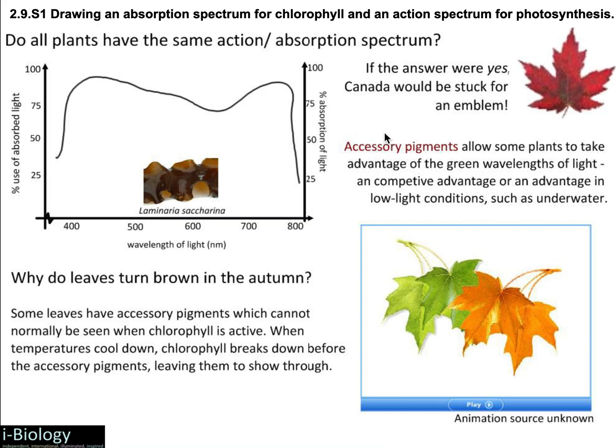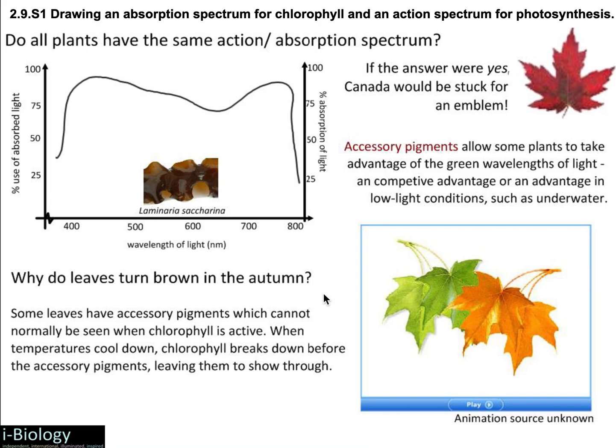Here it's saying what we blame this on is accessory pigments. So not all species just have chlorophyll A and B and carotenoids. Accessory pigments allow some plants to take advantage of the green wavelengths of light. And it's a competitive advantage in low light conditions such as underwater. So this is a water species, and it actually can absorb some of those green wavelengths so that it can have more of a chance to do photosynthesis more efficiently.